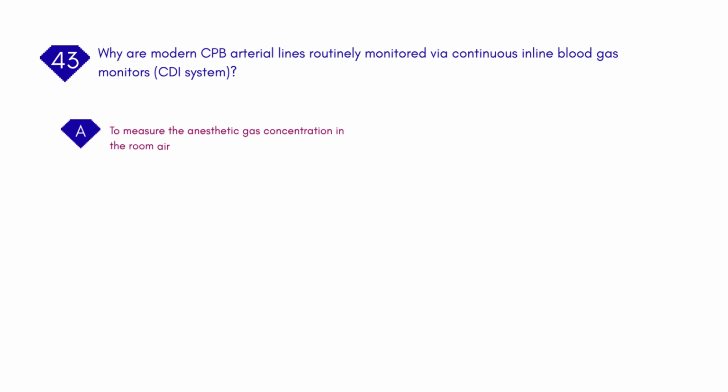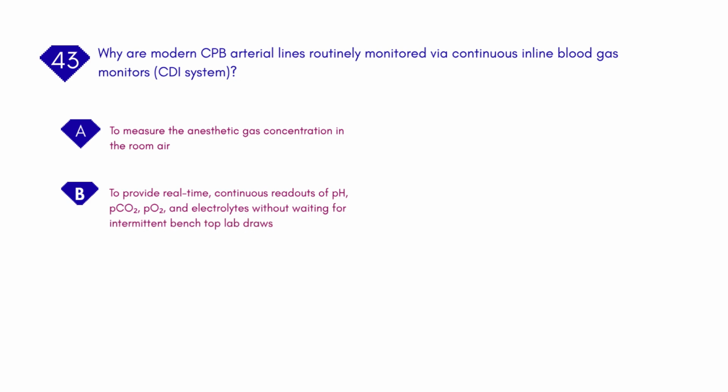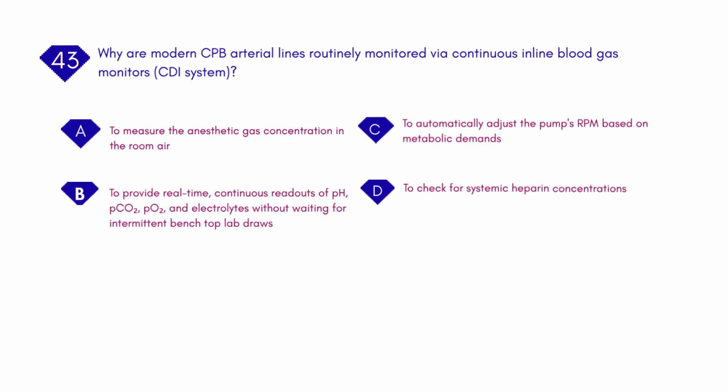Why are modern CPB arterial lines routinely monitored via continuous inline blood gas monitors, CDI system? A. To measure the anesthetic gas concentration in the room air. B. To provide real-time, continuous readouts of pH, PCO2, PO2, and electrolytes without waiting for intermittent benchtop lab draws. C. To automatically adjust the pump's RPM based on metabolic demands. D. To check for systemic heparin concentrations.